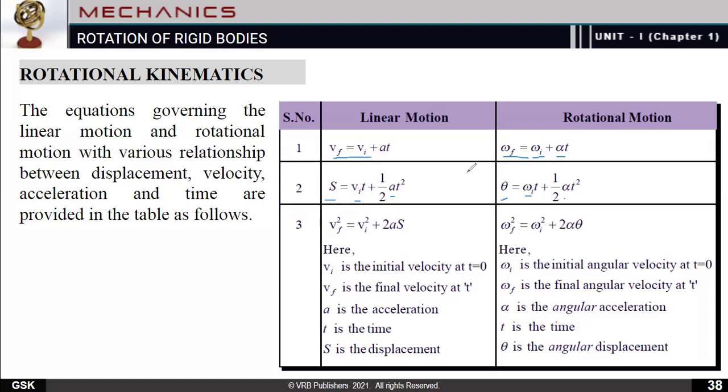So what's the equation here? s is equal to vi t plus half a t square. Here theta is equal to omega i t plus half alpha t square.